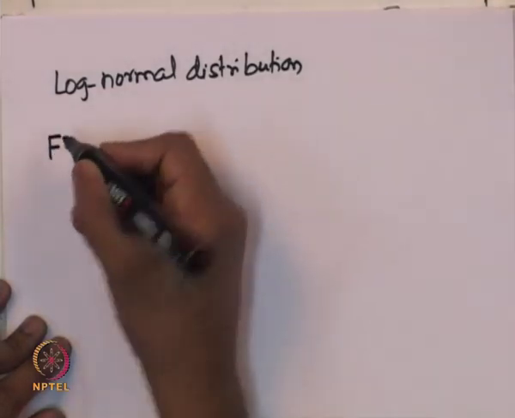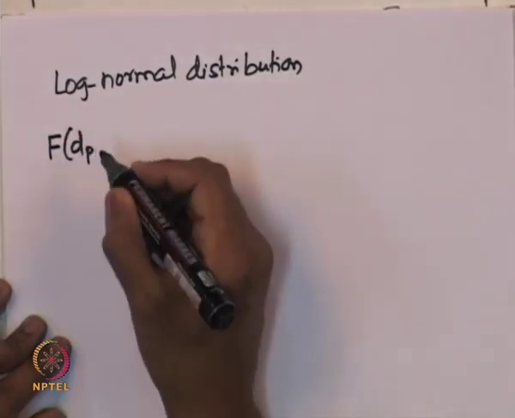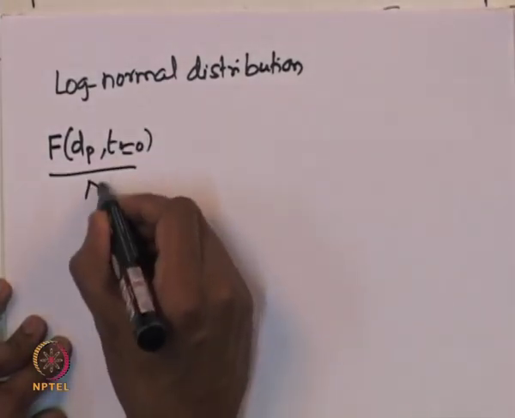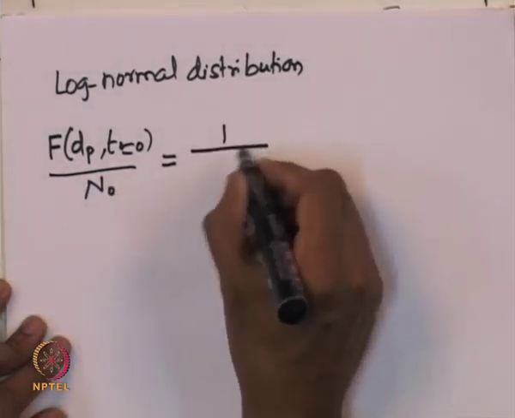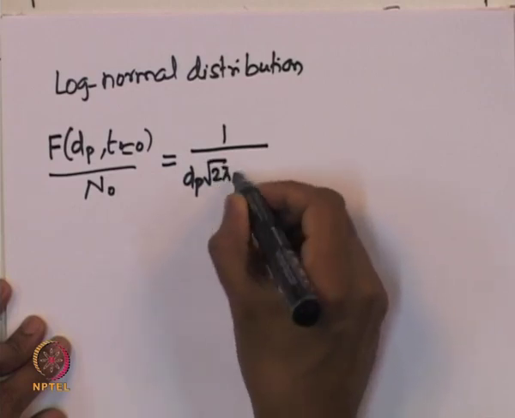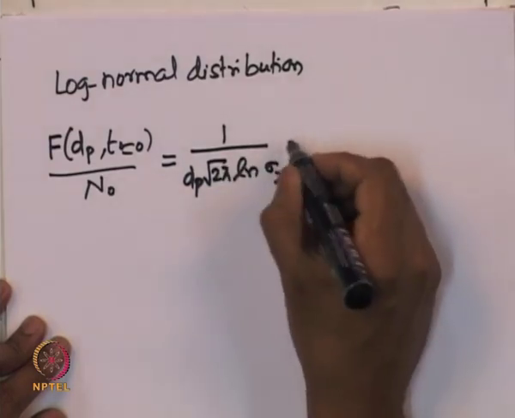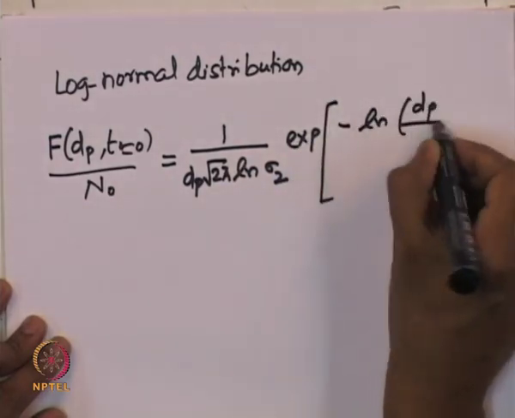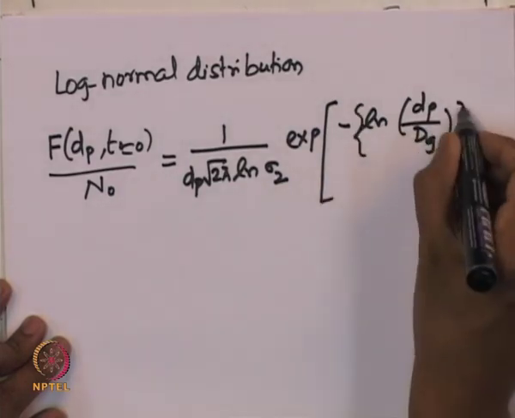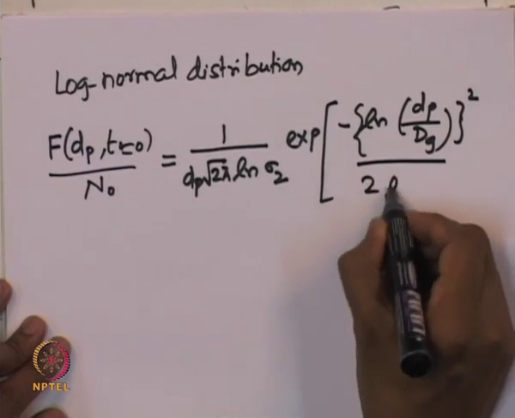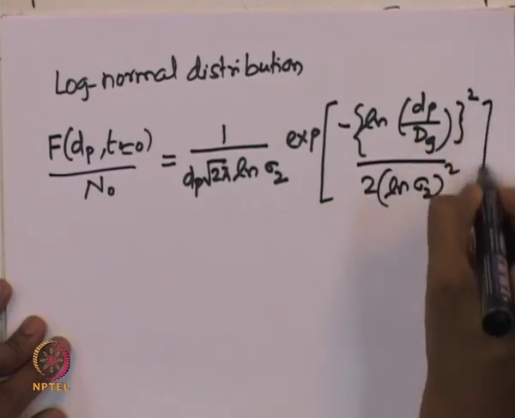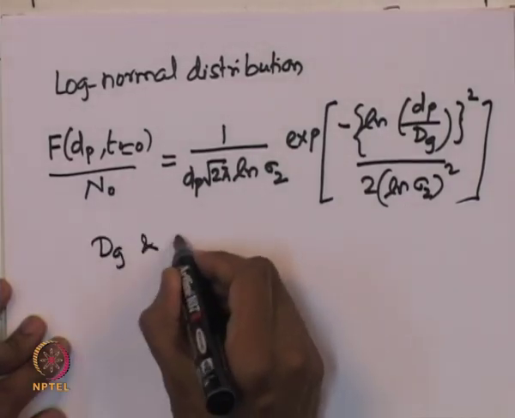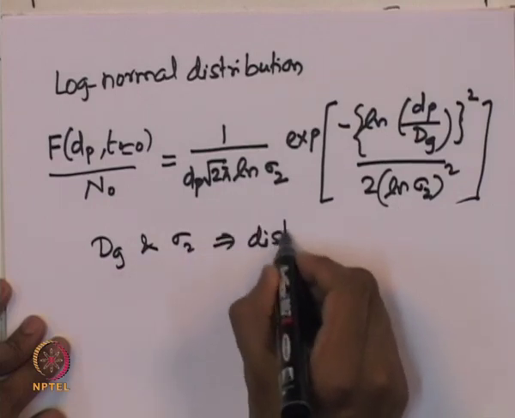So now the fraction of the particles whose size is dp at time t equal to 0, normalized by n naught, is given by 1 by dp square root of 2 pi into ln sigma 2 multiplied by exponential of minus ln of dp by dg, squared, divided by 2 times ln sigma 2 squared. So that's the expression for the log normal distribution, where dg and sigma 2 are essentially the distribution parameters.